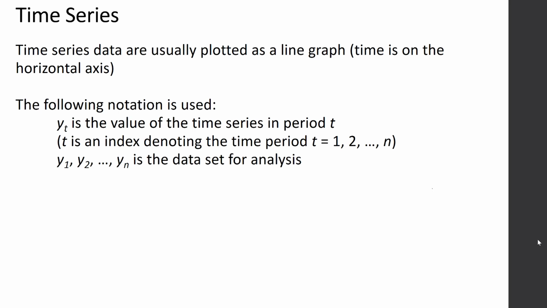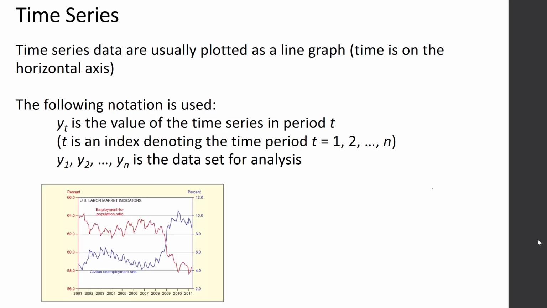The following notation is used. Y sub t is the value of the time series in period t, and t is an index denoting the time period, 1, 2, all the way through n. And then, of course, y sub 1 through y sub n is the data set for analysis.